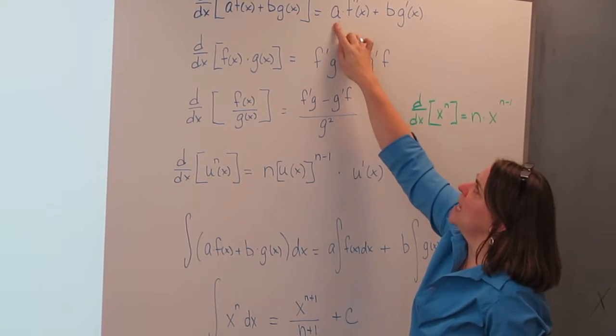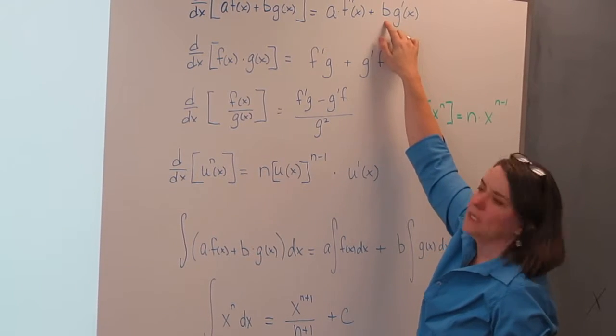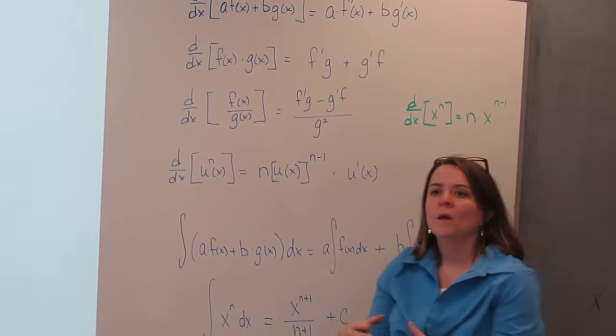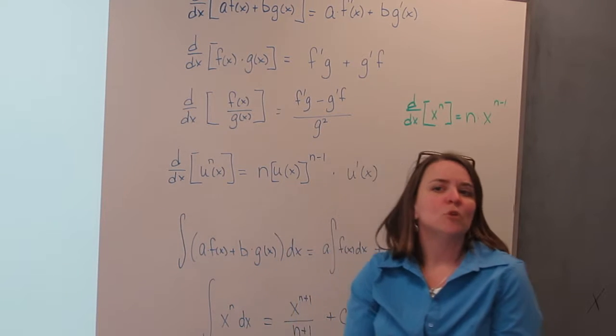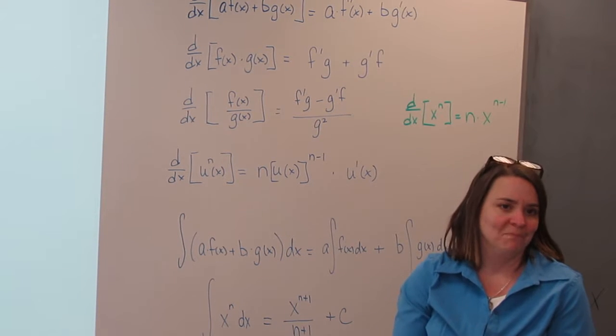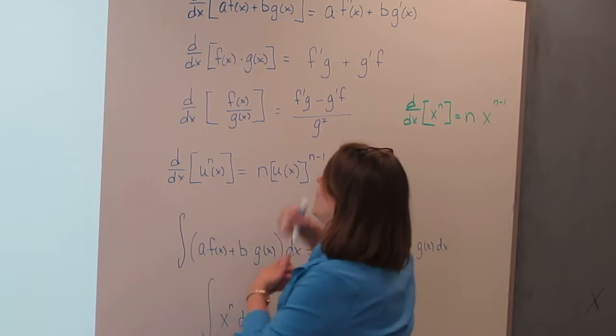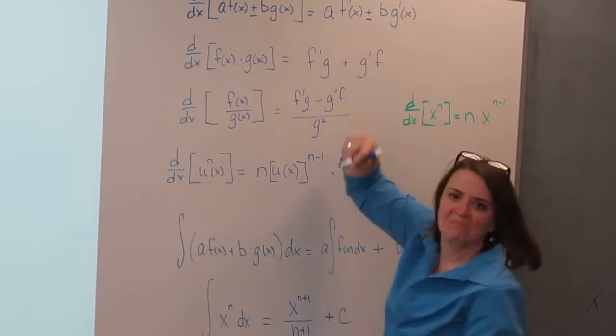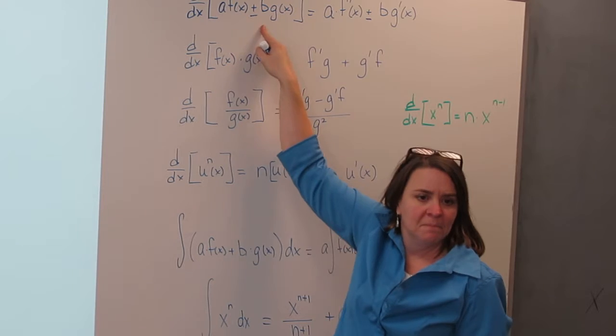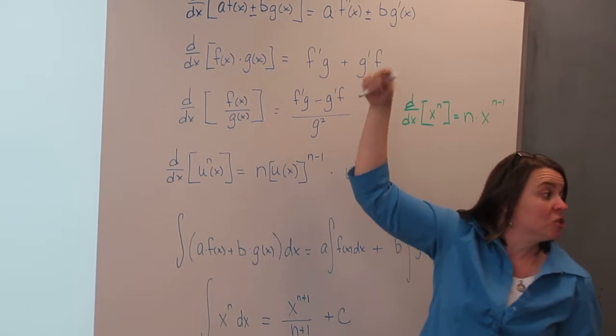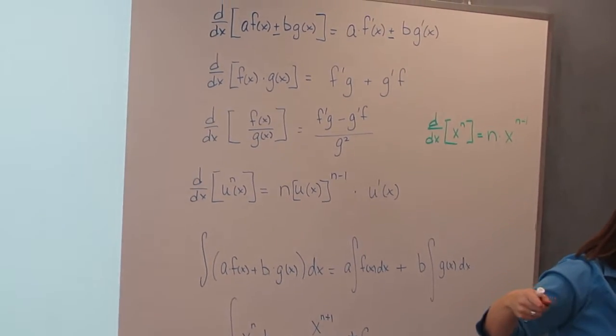The derivative of the sum is just a times f prime plus b times g prime. And so we say that we can differentiate term by term. This means the derivative of a sum is the sum of the separate derivatives. The derivative of a difference, same thing.